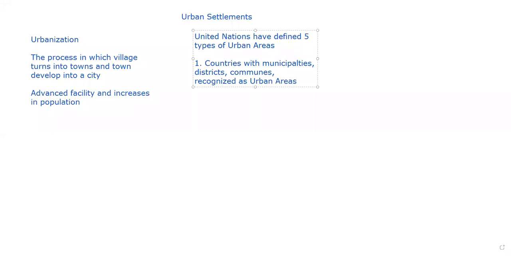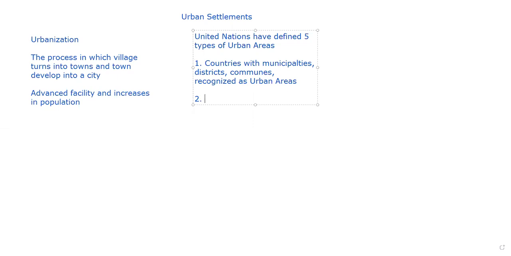Now, a municipality is an organization that looks after the activities, and they have a proper system for the management of that area. That's a municipality. And a district is a combination of different municipalities and communes. We can say it's a transition between two municipalities or districts. So this is type 1, and then we have type 2.